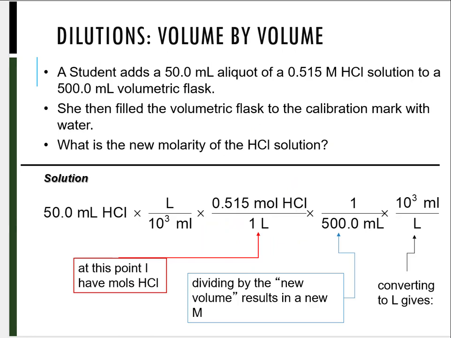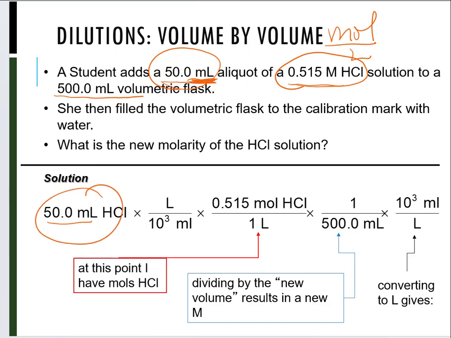Now there's 2 ways to do this dilution equation problem. Let's say this student adds 50 milliliters of a 0.515 molar HCl solution to a 500 milliliter flask. She then fills the flask up to the calibration mark with water. What is the new molarity of HCl? So we're starting with volume, my 50 milliliters. I want to get to liters because remember this unit is moles per liter. So starting with milliliters, the first thing that we did was we just went milliliters to liters. So we did 50 divided by 1,000.